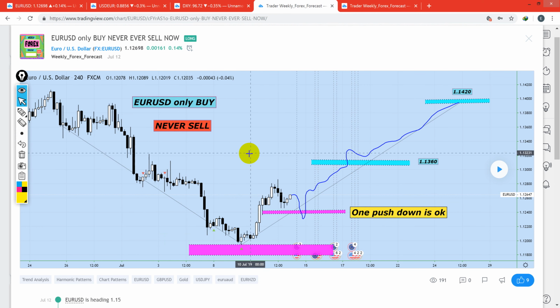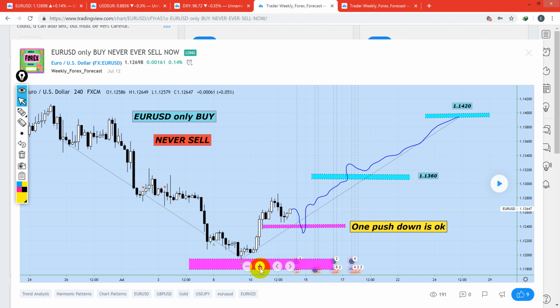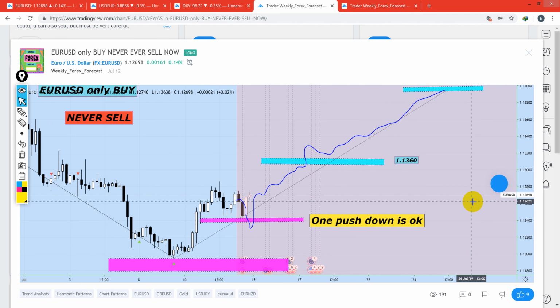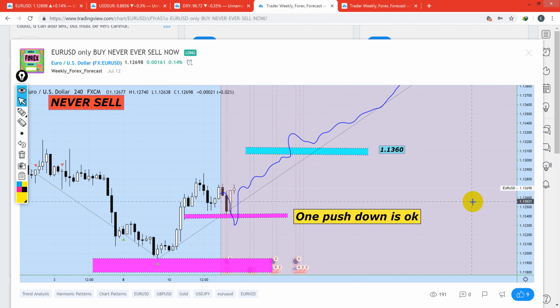Even this down move here, you can check this chart. As we said on July 12th, one push down is okay. So we put this support level, and we expected this to come down and continue back up. Let's see what happened. Exactly. It did come down to the same level, and it did bounce back up.